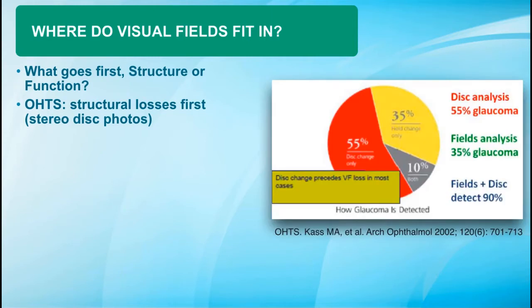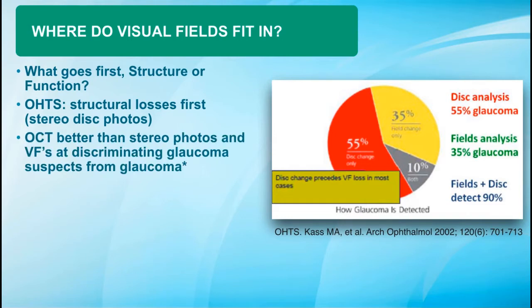This was prior to the OCT development, so they used stereo disc photographs to check for structural changes, and they found that newly diagnosed glaucoma was detected by disc changes in 55% of the cases and by visual field changes in 35% of the cases, and in only 10% of the patients did they actually have problems in both optic nerve and visual field.